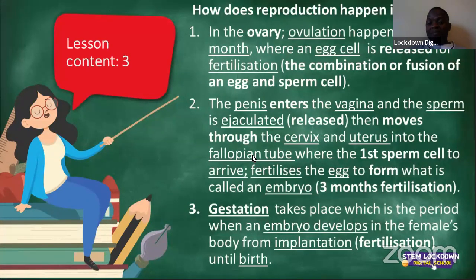Before I go on, let me continue with step number 2. So the penis enters the vagina through sexual contact or mating. When that happens, then the male will ejaculate or release the sperm.